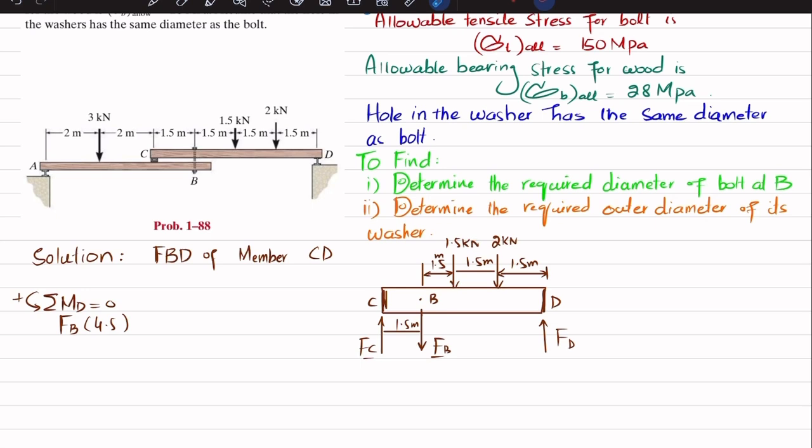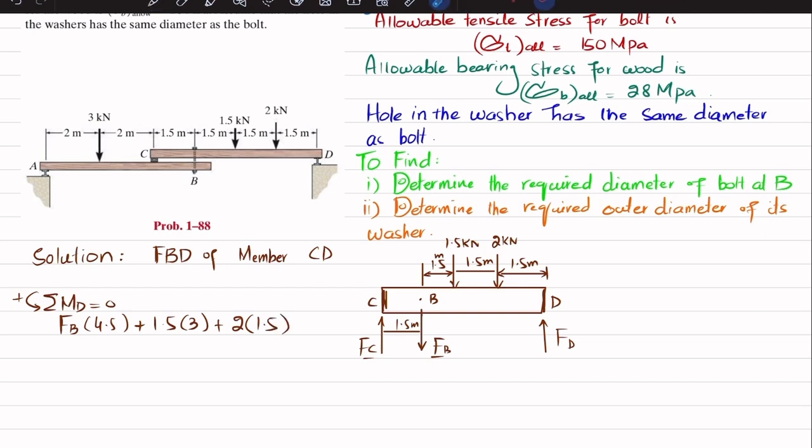The second moment is produced due to this 1.5 kilonewton load, and the perpendicular distance is 3 meters, and this is also producing a counterclockwise moment, so it will be positive. So I will write plus 1.5 into 3. The third load producing moment is this 2 kilonewton, with a perpendicular distance of 1.5 about point D, and it is producing a counterclockwise moment, so it will be positive. So plus 2 into 1.5.